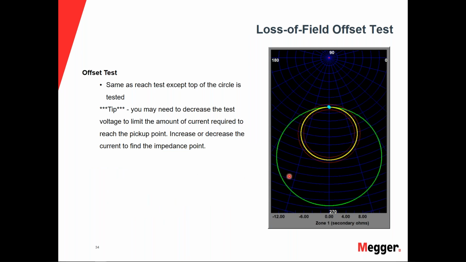The offset test is the same as a reach test. We're just testing the top of the circle. Again, in order to get this, you're going to have to decrease your voltage a little bit. You want to make sure that you are able to plot this point here, and if you want to plot a couple of points, you can put a couple of points on the edge. You can't really test a circle with 1 point or 2. 3 points minimum to actually prove a circle. So it's nice to at least have 3 points.